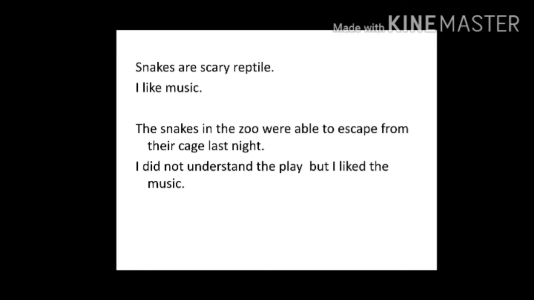Again, we have two sets of sentences here. The first says, snakes are scary reptiles and I like music. You can see that these sentences have no articles, especially after snakes and music. However, in the second set of sentences that says, the snakes in the zoo were able to escape from their cage last night and I did not understand the play, but I liked the music, there is already the article the after the words snakes and music. Can you guess the rule here already?